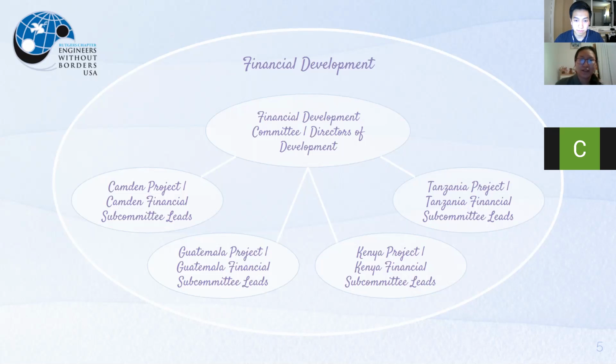The main difference is that the financial subcommittee leads will run smaller-scale, project-oriented fundraisers, while the DoDs will run large-scale chapter fundraisers. This will be elaborated further in the presentation. Everyone can just keep this chart in the back of your mind as we continue on. Next slide, please.